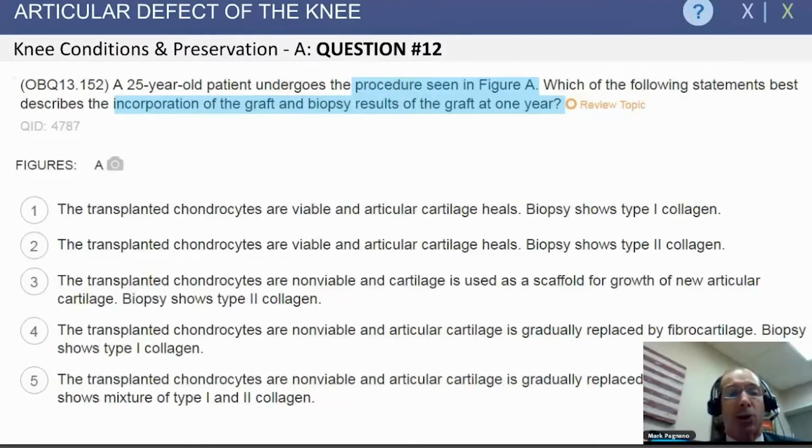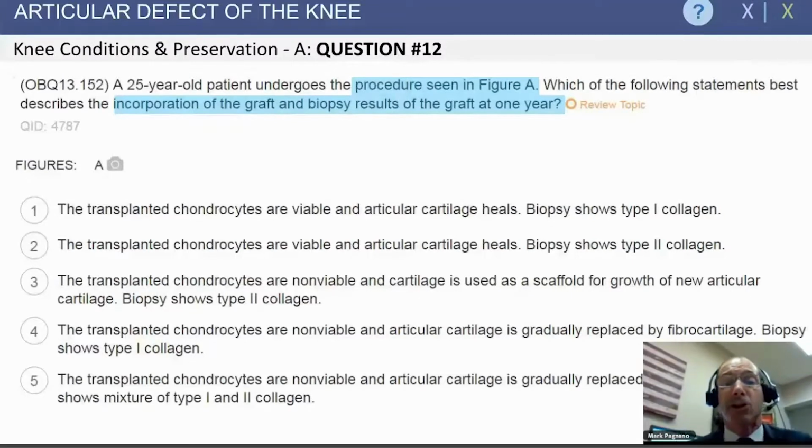So now switching gears to the articular cartilage defects themselves. Here's a question related to a young patient with a full thickness articular cartilage defect, and it says the patient's undergoing the procedure seen in A. Which of the following describes how the graft is incorporated, and if you did a biopsy, what would be shown?